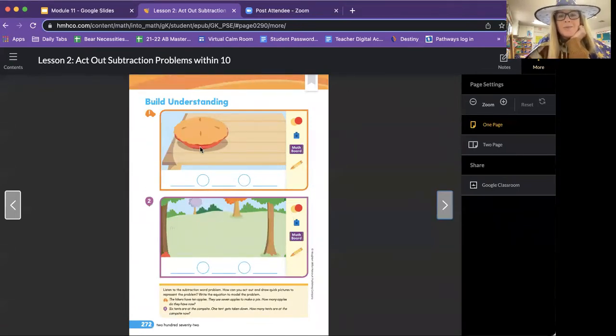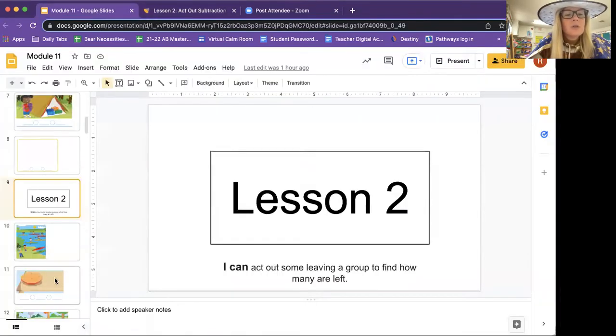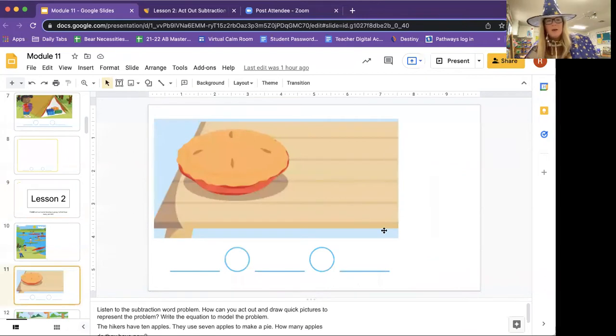Okay. Woo, pie. Do you like pie? All right. I have 2 subtraction word problems here. You're going to listen to the word problem. How can you act out and draw a quick picture? Quick, remember quick, like shapes. Quick picture to represent the problem. Write the equation to model the problem. All right, here we're going to go to this.